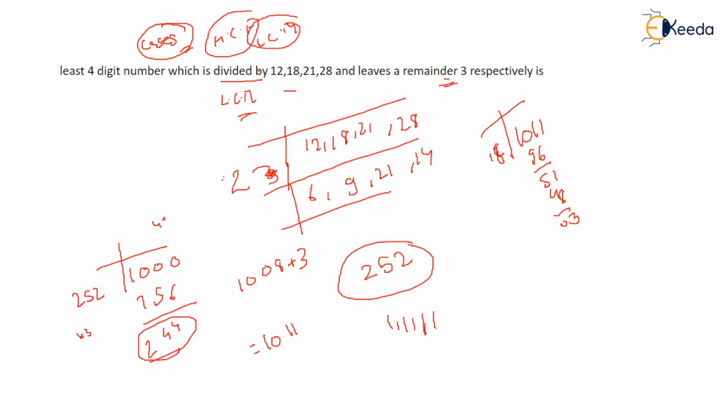So here what we did, we found the LCM, then after that we checked the suitability with the lowest 4-digit number. We found the lowest 4-digit number. After that they told remainder 3. So for remainder 3 we just need to add 3 to it. So we got the answer. Okay, let's see the next question.